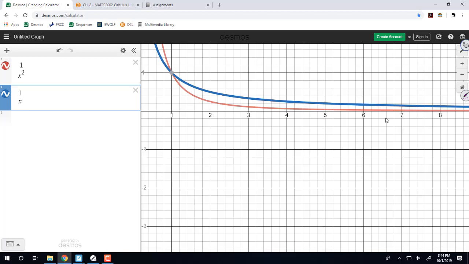Like how quickly are these things getting smaller and smaller? 1 over x, how fast is that getting smaller and smaller, versus 1 over x squared? This idea of how quickly something gets smaller and smaller, and whether it does, directly plays into chapter 11 when we talk about sequences and series. So it is a concept that we revisit, and it's crucial to certain portions of calculus.